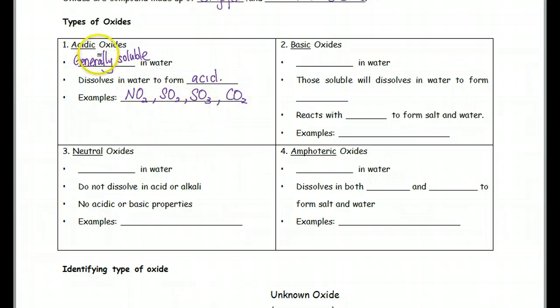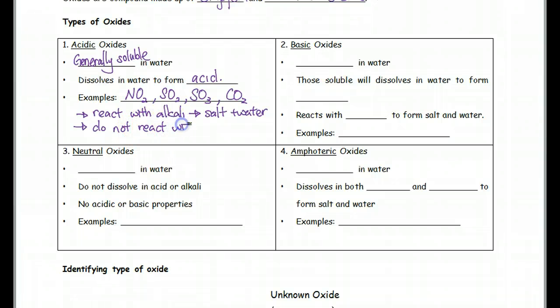These are examples of acidic oxide. Now, why are they classified as acidic oxide? It is because, okay, this is the main reason here. They react with alkali to give salt plus water. However, obviously, they do not react with acids. So you can see here acidic oxides react with alkali, but of course it doesn't react with acid. So this is for your acidic oxide.